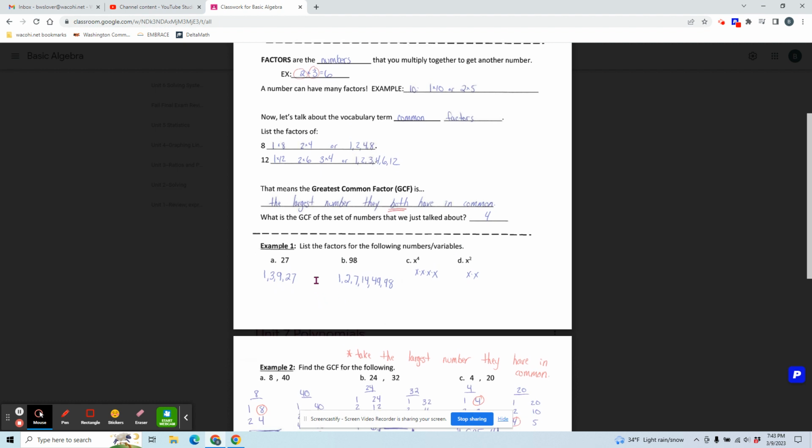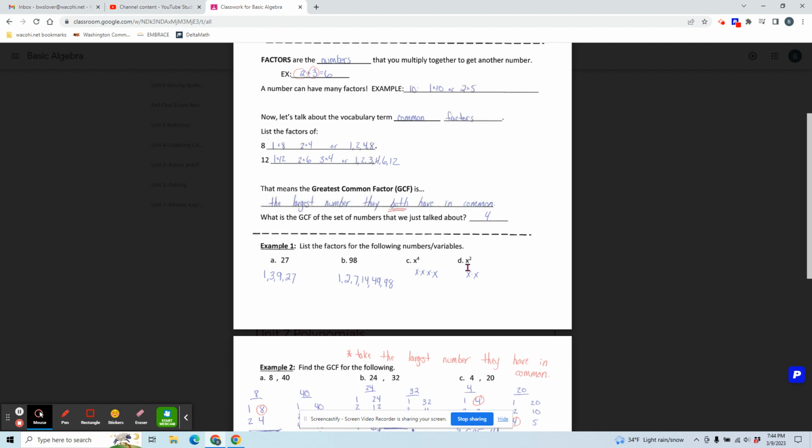Now, example 1 is just getting us ready to figure out how to list factors. Factors of 27, you have 1 and 27, 3 times 9. For 98, you have 1 times 98, 2 times 49, 7 times 14.